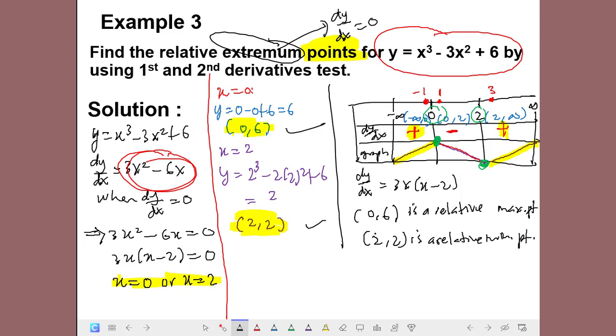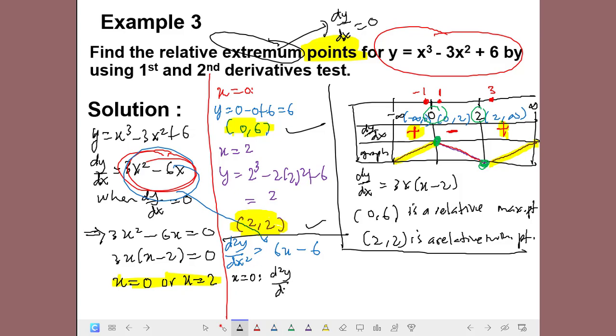Okay, that's using the first derivative. For the second derivative, you need to find d2y/dx squared. This one continue differentiate: 6x minus 6. Substitute when x is equal to 0, d2y/dx squared equals negative 6. When x is equal to 2, d2y/dx squared is equal to 6 times 2, 12, minus 6, which is positive. So you have to write this is less than 0, more than 0. Negative 6 is less than 0, positive 6 is more than 0, and make a conclusion.